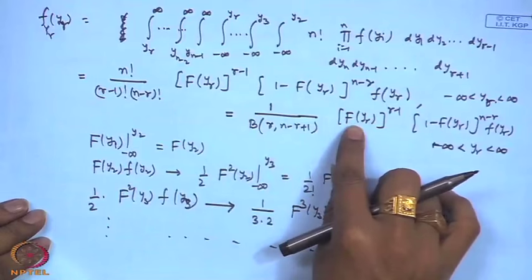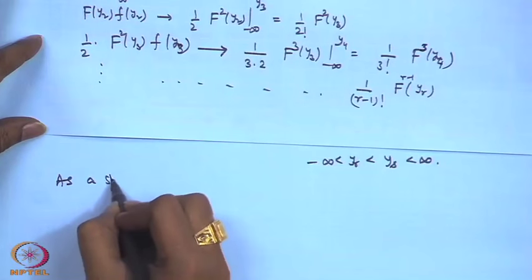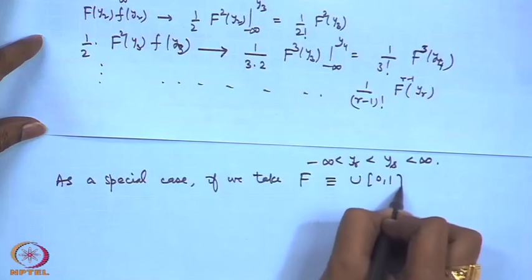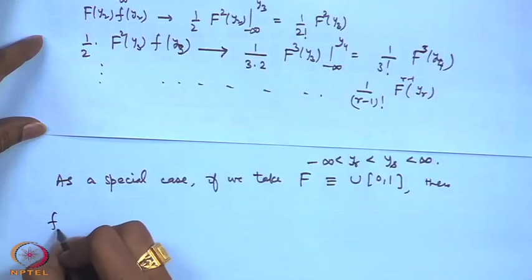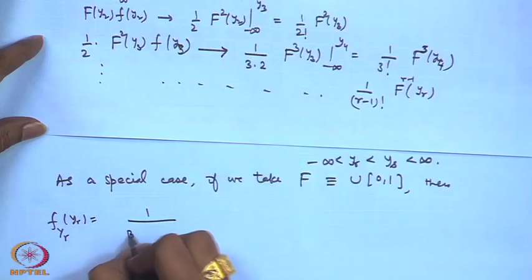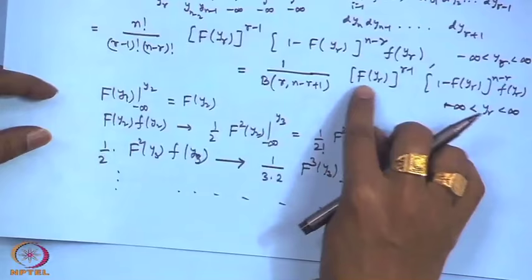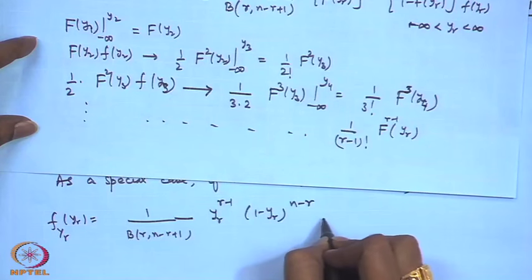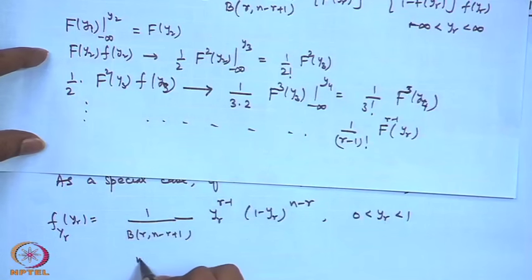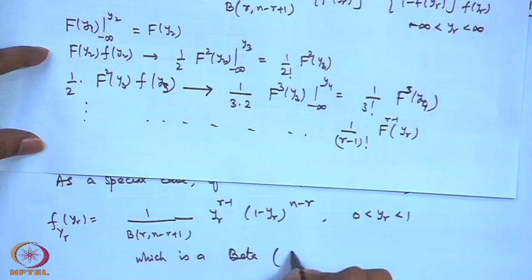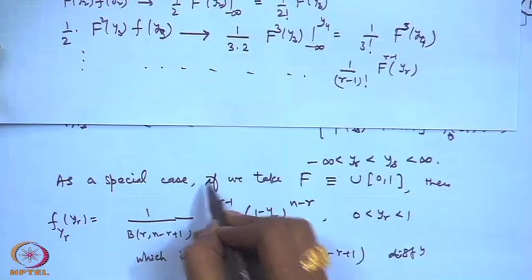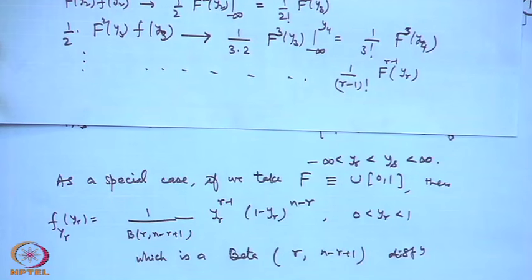But in particular, let us see, if we take the uniform distribution, then what do you get? Suppose I take F to be the uniform distribution as a special case. If we take F to be uniform 0, 1, then you will get f of y r, that is simply 1 by beta r, n minus r plus 1, and here you will get simply y r to the power r minus 1 and here 1 minus y r to the power n minus r. So, that is very interesting. This is nothing but a beta r, n minus r plus 1 distribution. So, this is a known form. It is very interesting that in the special case we are getting a beta distribution in the uniform case.